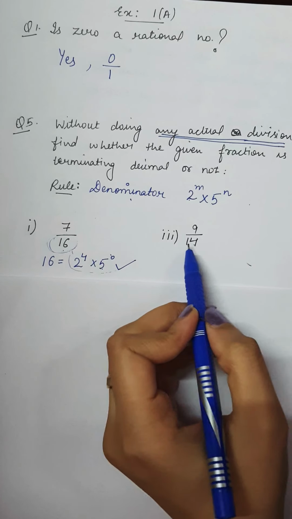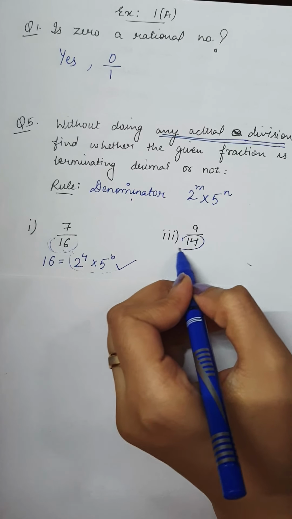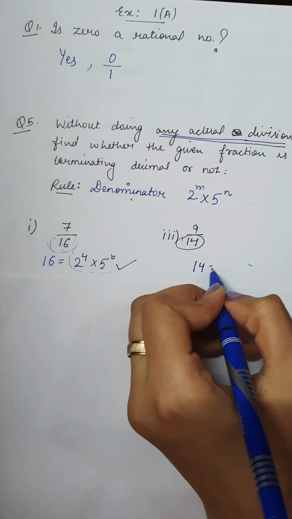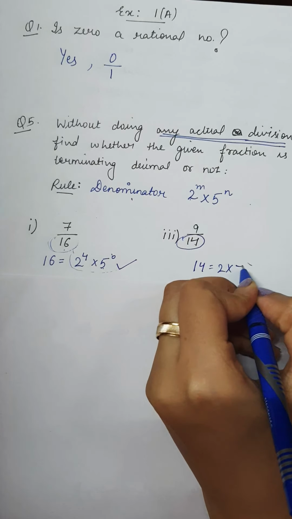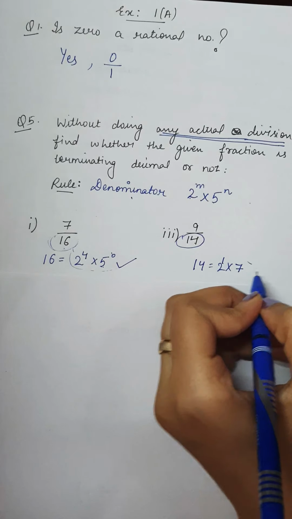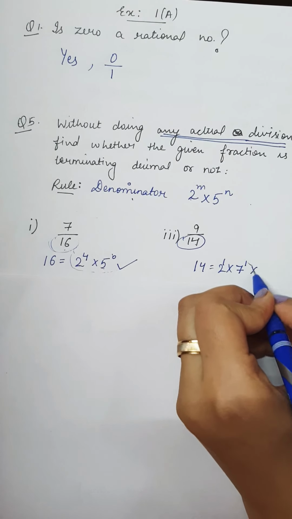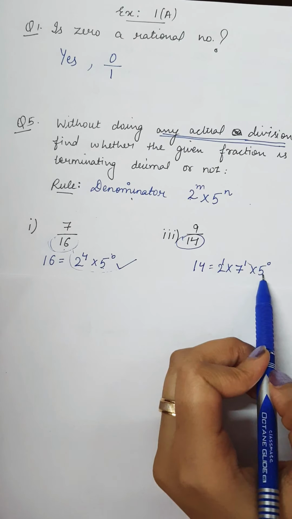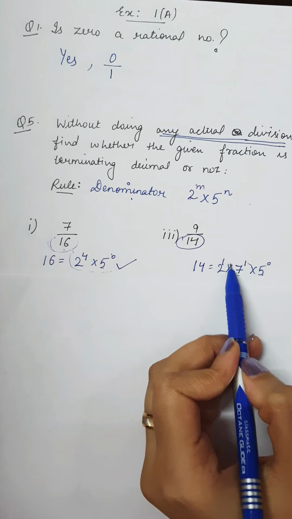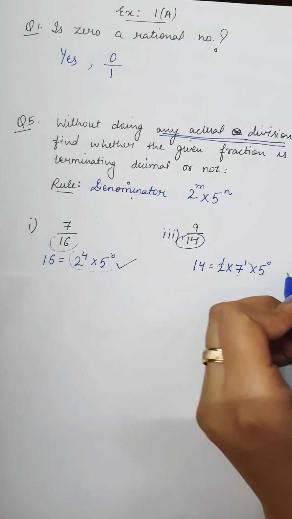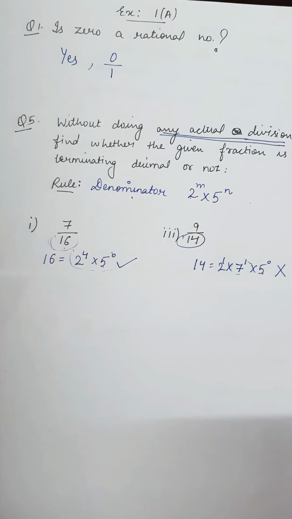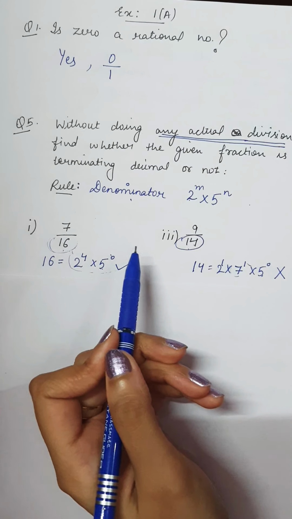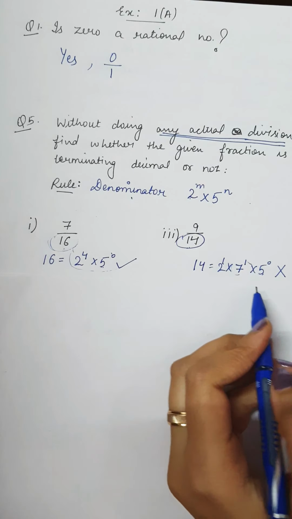Let's check this. Again pick up the denominator. 14 can be expressed as 2 into 7. So 2 to the power 1, 7 to the power 1, and 5 if we want to include. Now here 2 and 5 are there, but an extra term is there. So this is non-terminating. Now you can actually divide and see whether they are terminating or not. This will turn out to be non-terminating.